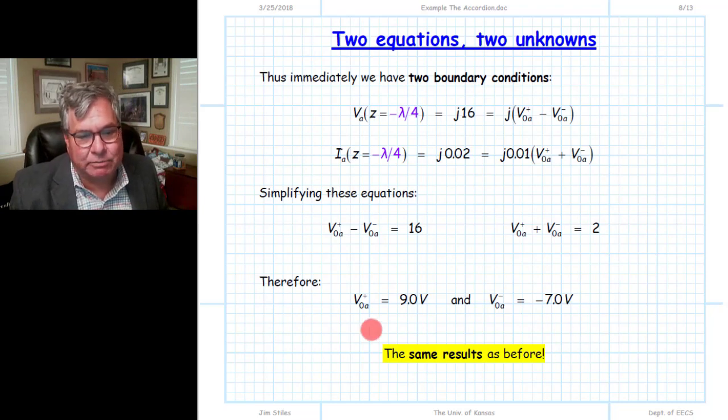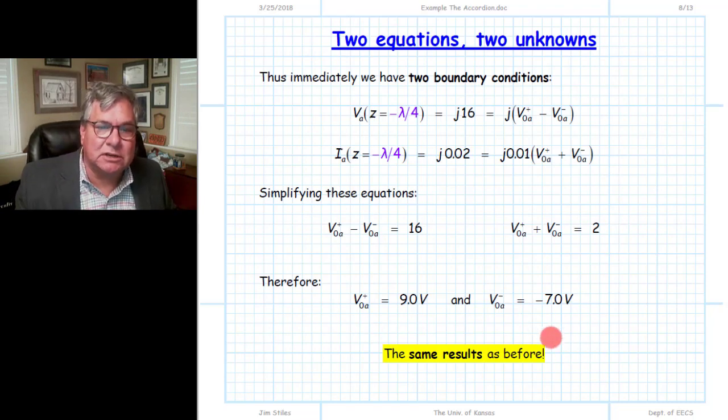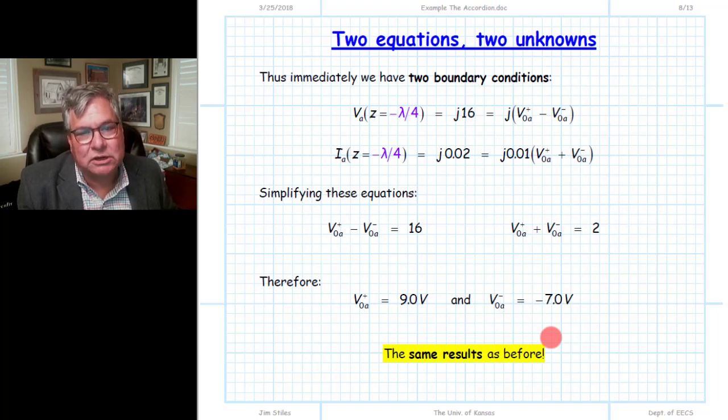But these are exactly the same results, and of course they must be the same results. The circuit itself cares not about how we analyze it and what technique we use. If a technique is valid, it must give the same results as any and all other valid techniques.